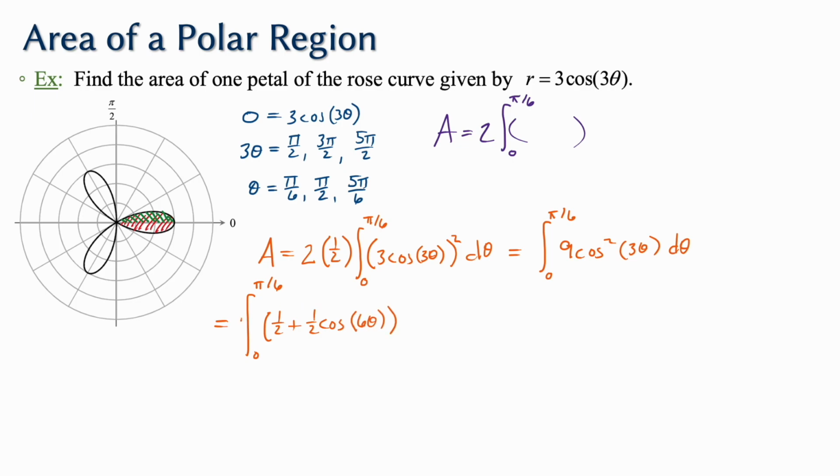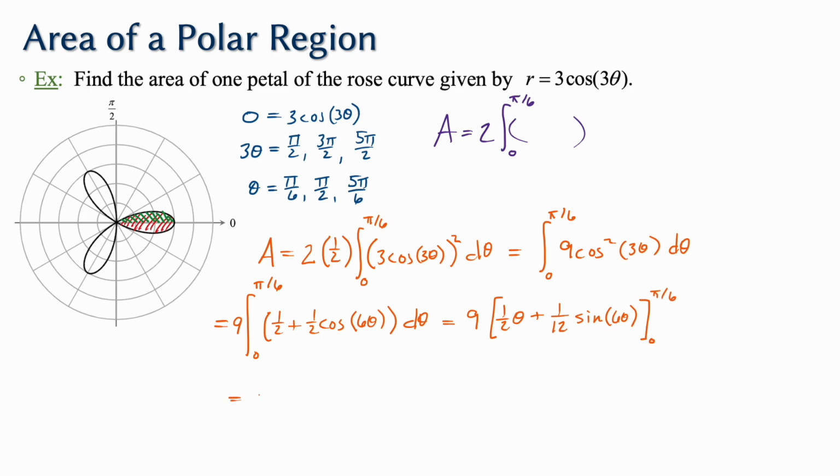Now, there was a 9. I'm just going to throw that constant out front. And don't forget our d theta. All right, so now we can actually find our antiderivative. So the antiderivative of 1/2, of course, is simply 1/2 theta. And then by a basic substitution, this is going to be 1/12 sine 6 theta. Okay, and of course, we're going to be evaluating this from 0 to pi over 6.